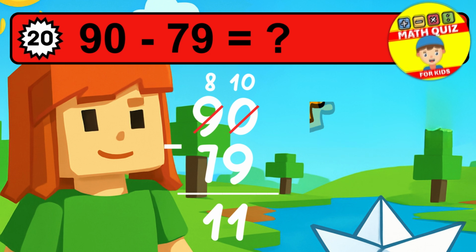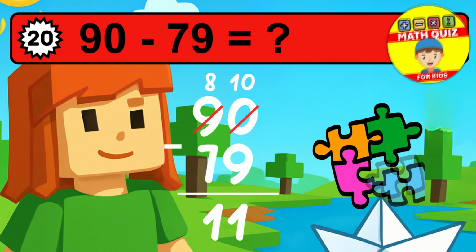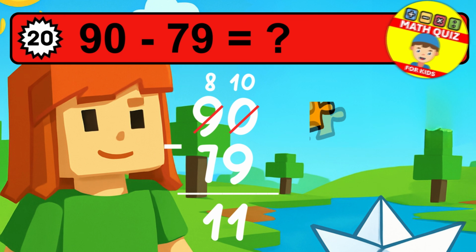Then we go to the tens. 8 minus 7 is 1. The final answer is 11.